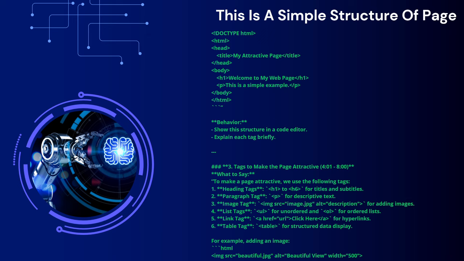We are using some tags. First of all, doctype and HTML. After that, inside HTML we use the head tag and title tag. When we close the title and head tags, we start the body tag. After we start the body tag, we are using the heading tag and paragraph tag. In the next video, we will explain this structure in detail and practice it.